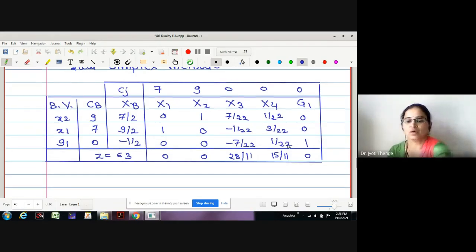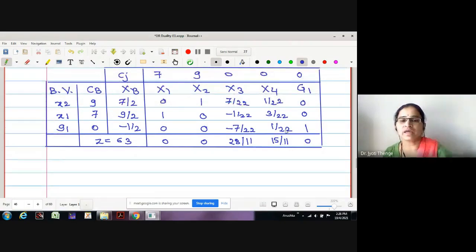What are the formulas we have for the incoming and outgoing vector? For the outgoing vector, it is the most negative xbi, that is, minimum xbi, which is negative. Now if you look at this xb column, xb1 is 7 upon 22, xb2 is 7 upon 2, xb2 is 9 upon 2, xb3 is minus half and is the only negative value. Therefore, surely this variable is going to leave the basis. Correct now? Yes, ma'am.